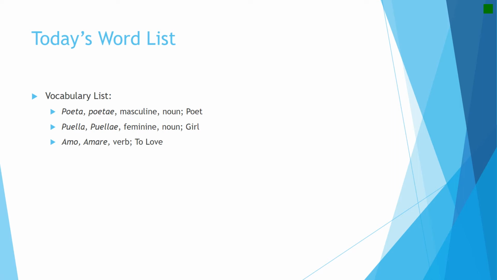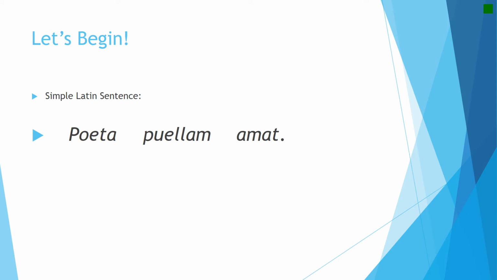Notice that the 2 nouns have the same endings or final letters, an A and an AE. These correspond to the noun endings we reviewed earlier. Now that our review and vocabulary are out of the way, let's take a look at our Latin sentence. Poeta puellum amat. Do you recognize anything about the noun or verb endings from our earlier review?